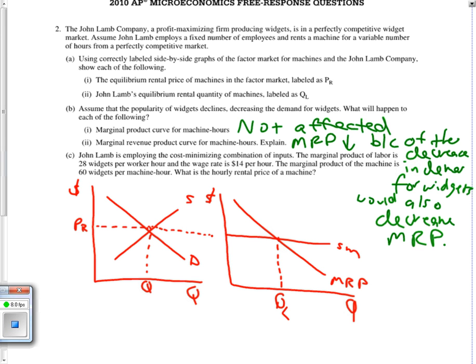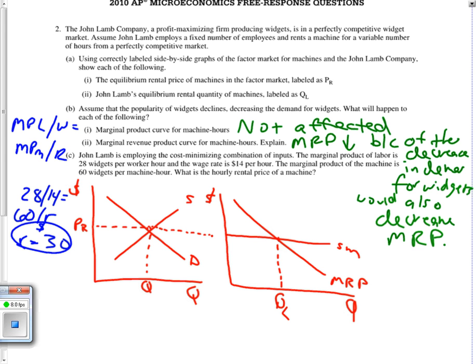Well, if they're cost minimizing, we know that the marginal product of labor divided by the wage, MPL divided by the wage rate, is equal to the marginal product of the machines divided by the rental rate. So when those are equal, we have 28 widgets per hour divided by 14 equals 60 divided by the rental rate. So when we calculate this out, what we come up with is rent equals $30. And that's the hourly rental rate of a machine.